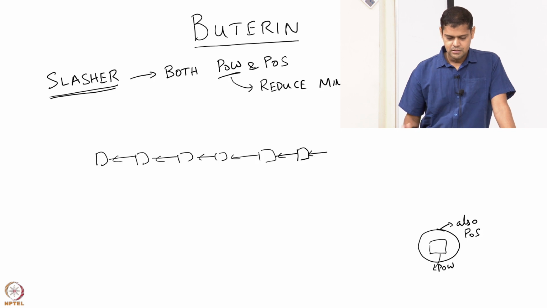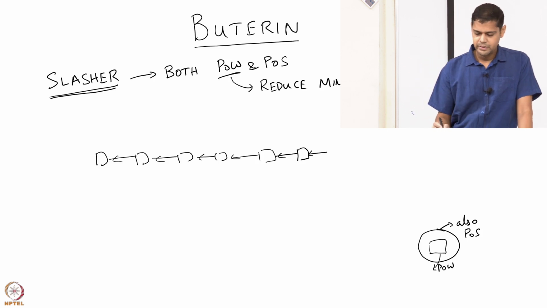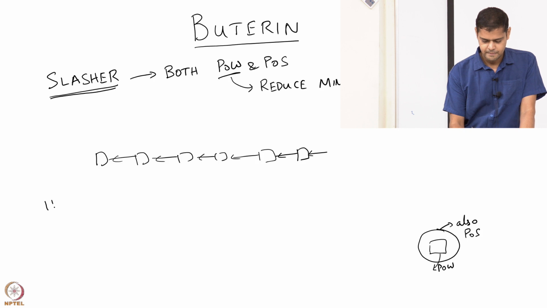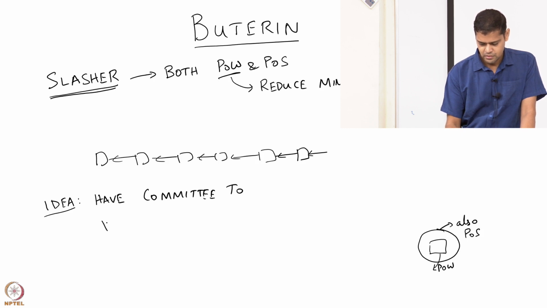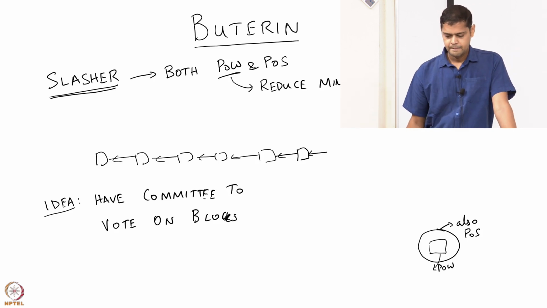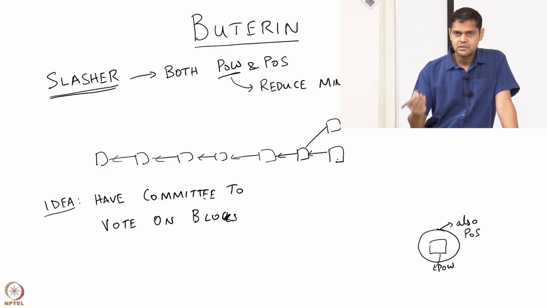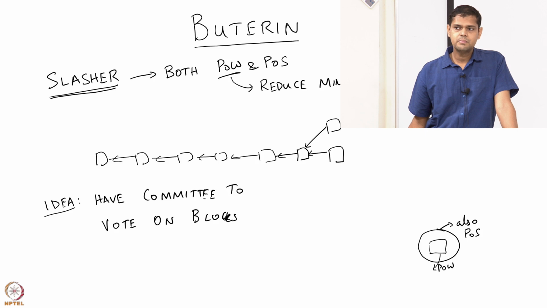What Buterin suggested is that you have people who vote on blocks based on some sort of stake that they have. So you have some sort of a committee. And so what he says is that suppose I have a fork which is created here, which might happen. Now I want to resolve this fork based on votes.